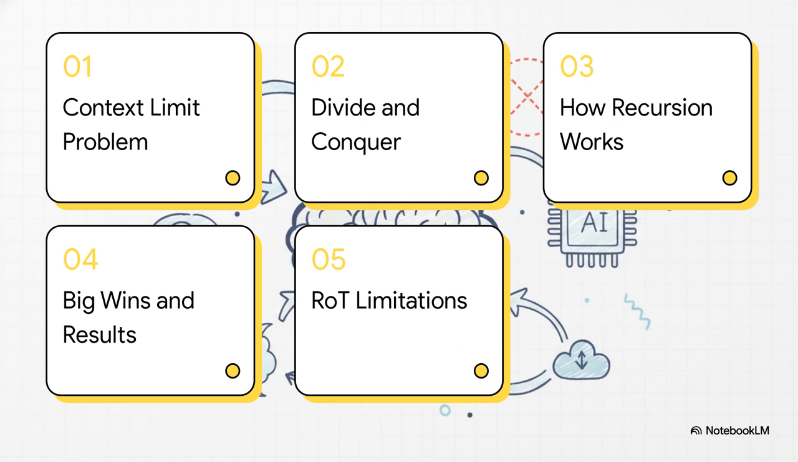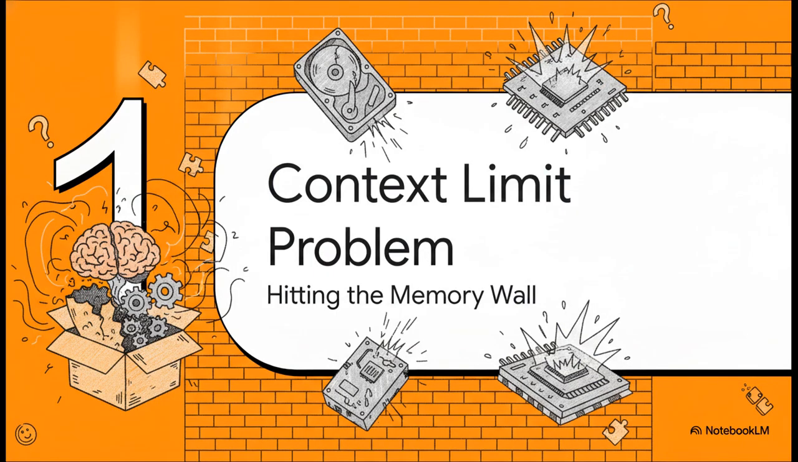So, here is our game plan for today. 1. The context limit problem. 2. The divide and conquer solution. 3. How recursion works. 4. Big wins and results. And finally, 5. The catch, RoT limitations. All right, let's jump into part 1. The context limit problem. Hitting the memory wall.